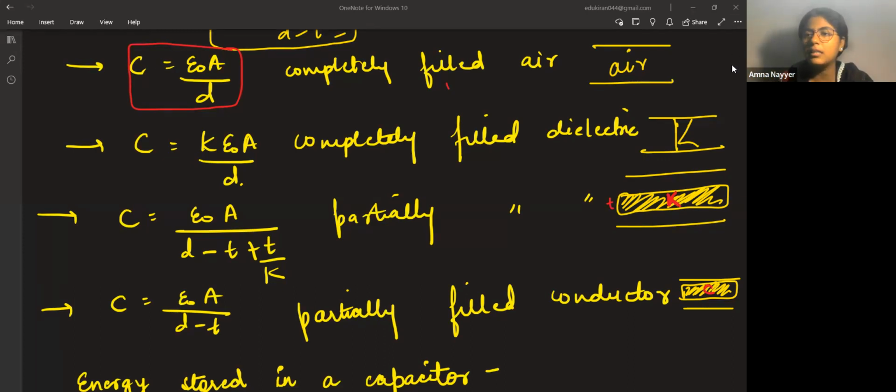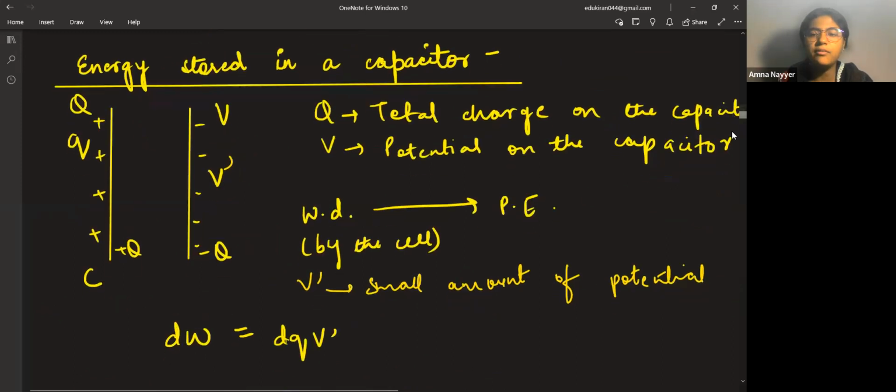Let us quickly complete this, because lots of syllabus is pending. We have to at least complete this lesson so that current electricity will not take so much time. Magnetism, we have to start quickly.